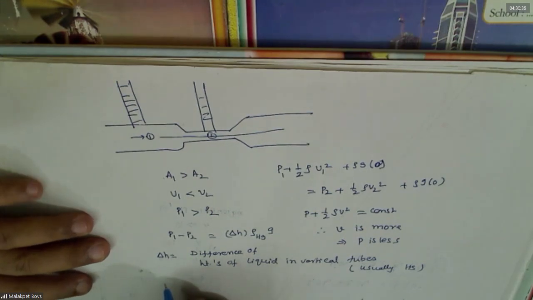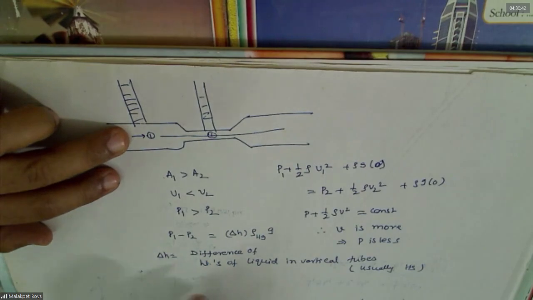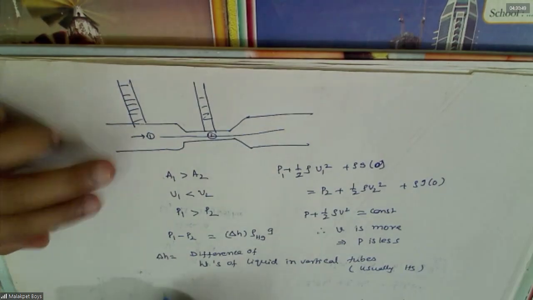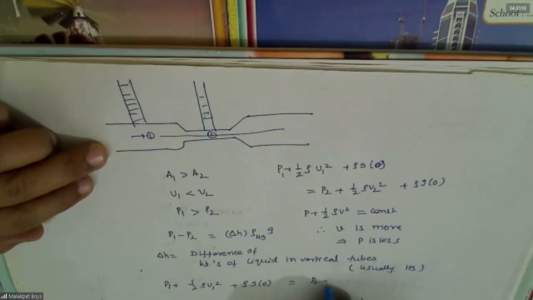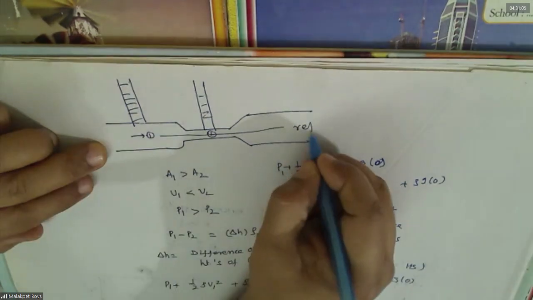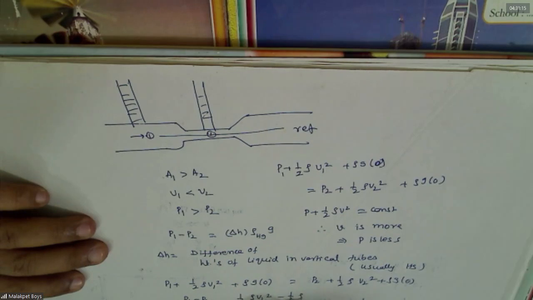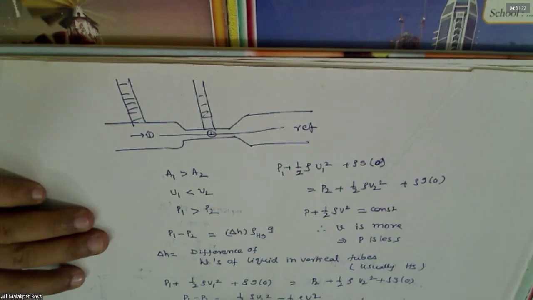Follow this? Let me check what is being asked. Volume rate. So he gave this. P1 plus half rho V1 square plus rho g h1 is equal to P2 plus half rho V2 square plus rho g h2. If you take this as the reference, height is zero, no? Now you can see P1 minus P2 is already given, equal to half rho V2 square minus half rho V1 square. This is nothing but delta H he has given, liquid he has given, g.